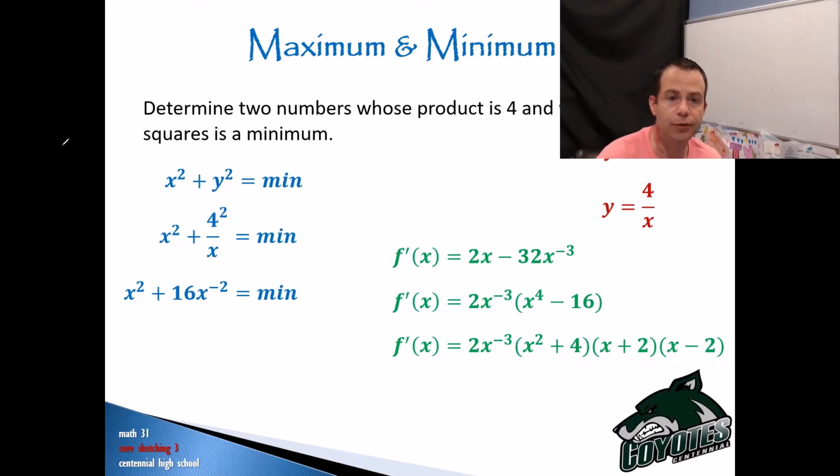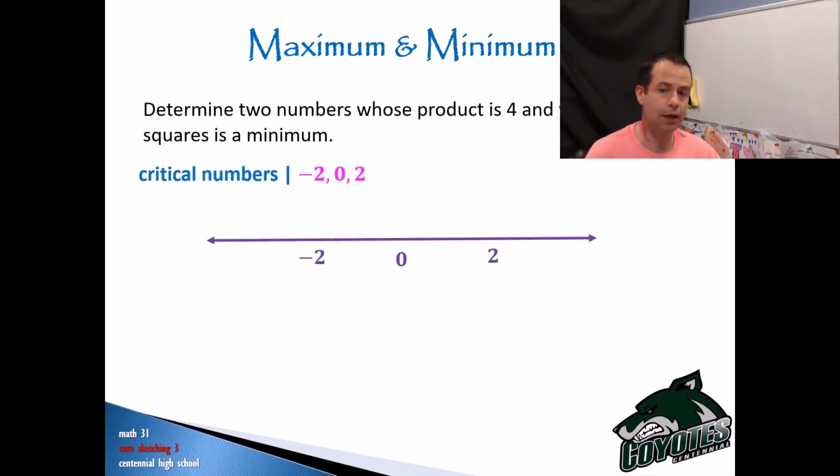So I'm going to take those critical numbers, write them on a number line, and test on either side. So I need to test a number less than negative 2, something in between negative 2 and 0, something in between 0 and 2, and something greater than 2. So you want to pause me and do that yourself. Okay, and you should end up getting negative, positive, negative, positive.